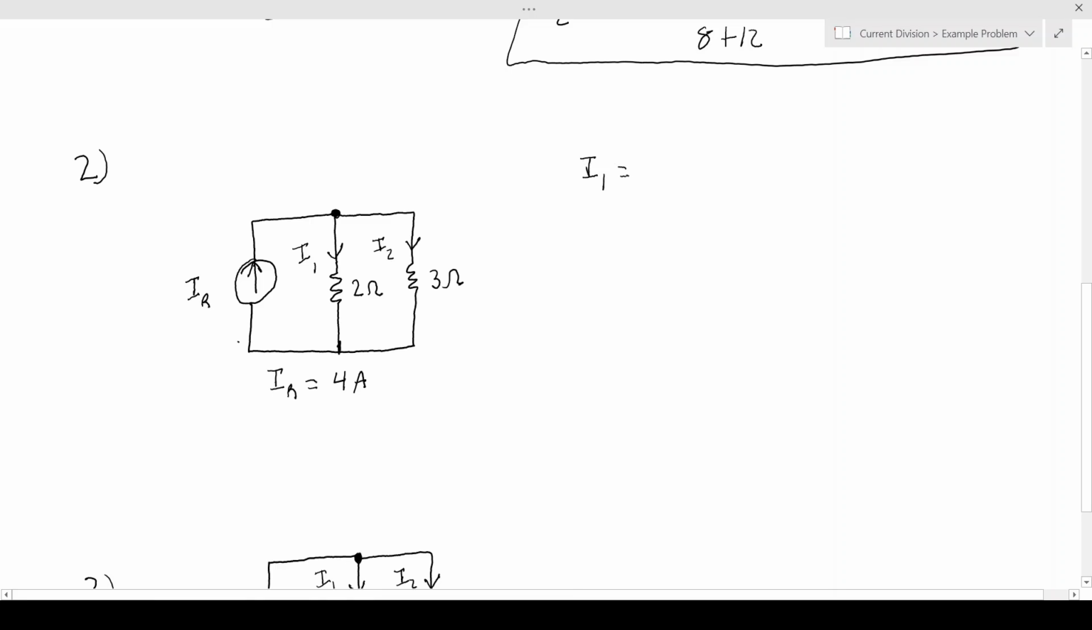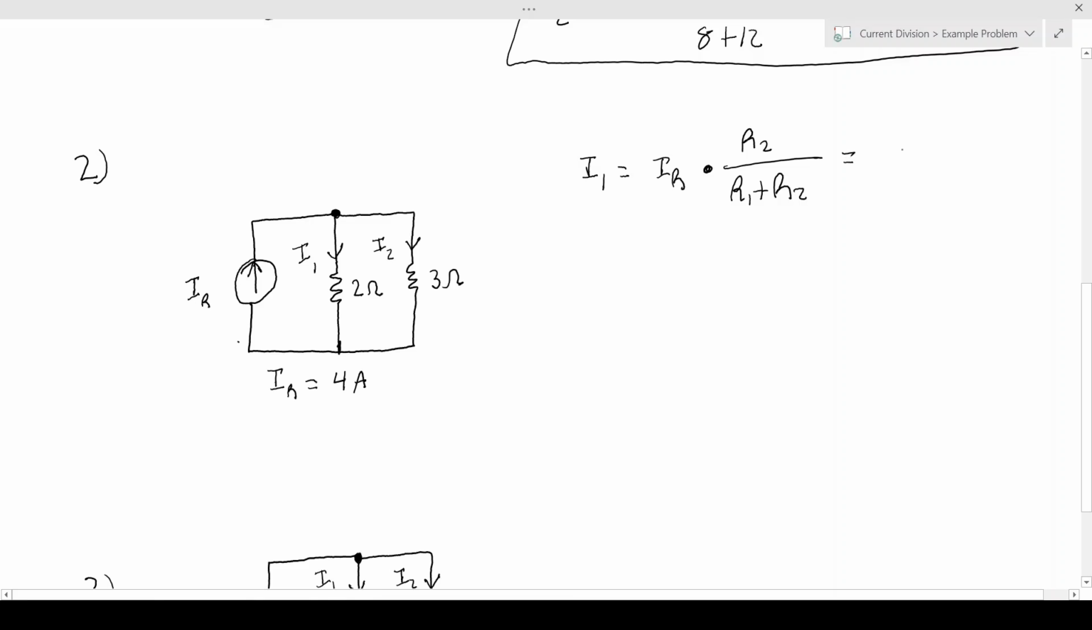I1 is equal to IR. This time it is IR instead of IS because the variable is different, but the equation is still the same. It's just we renamed the variable. So I1 is equal to IR times R2 divided by R1 plus R2. So we're going to plug in our values.